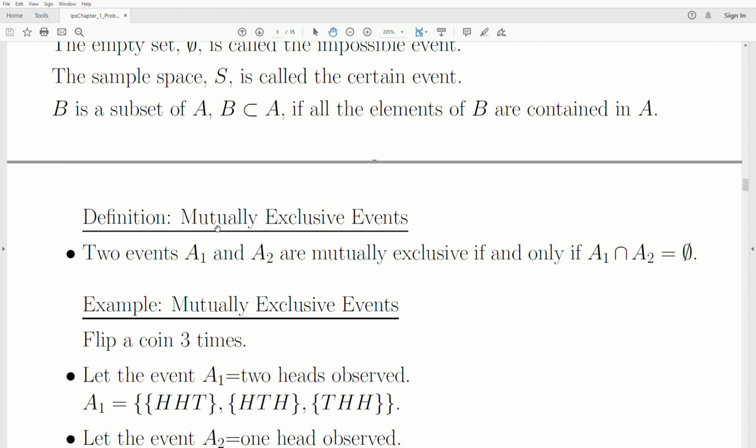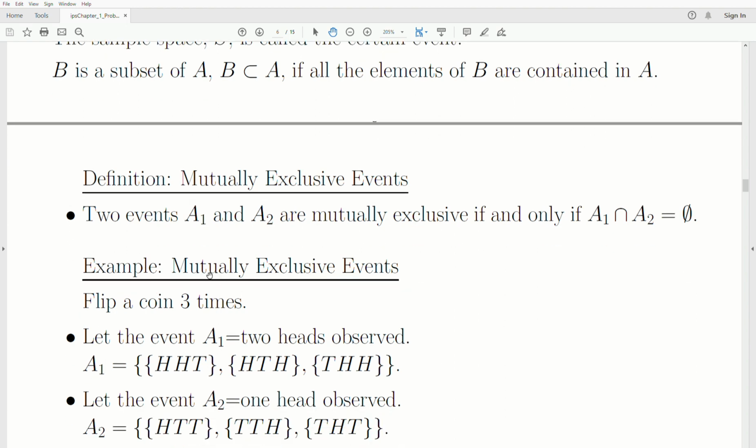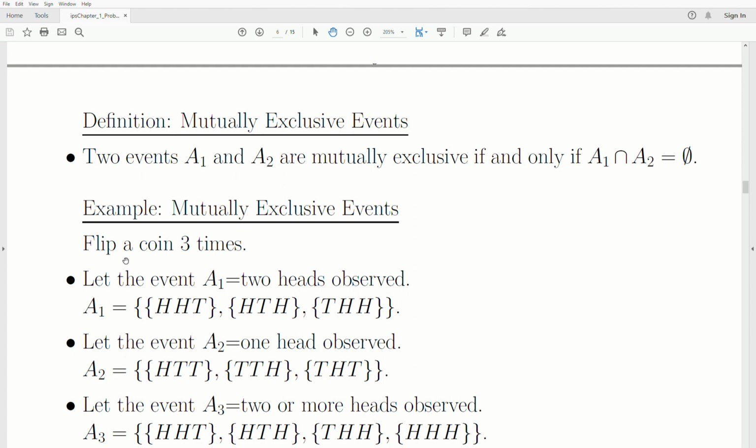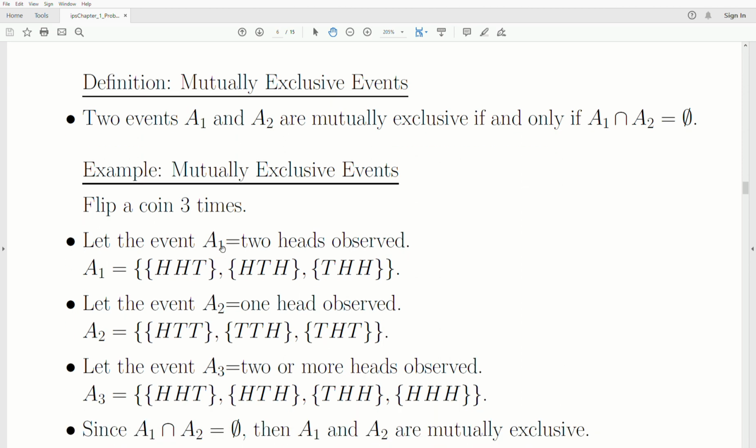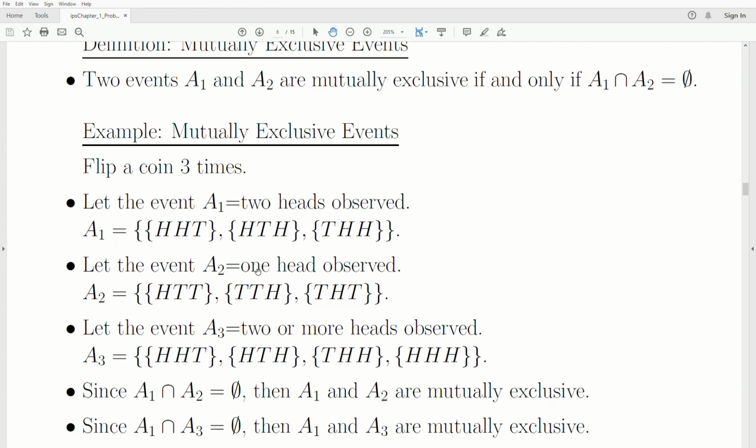So the definition of mutually exclusive events: two events A1 and A2 are mutually exclusive if and only if their intersection produces the empty set. Okay, and we'll look at an example of that. So let's use the flip a coin 3 times example. Let A1 be the event 2 heads are observed. So this is the event A1. Let's let A2 be the event that 1 head is observed.